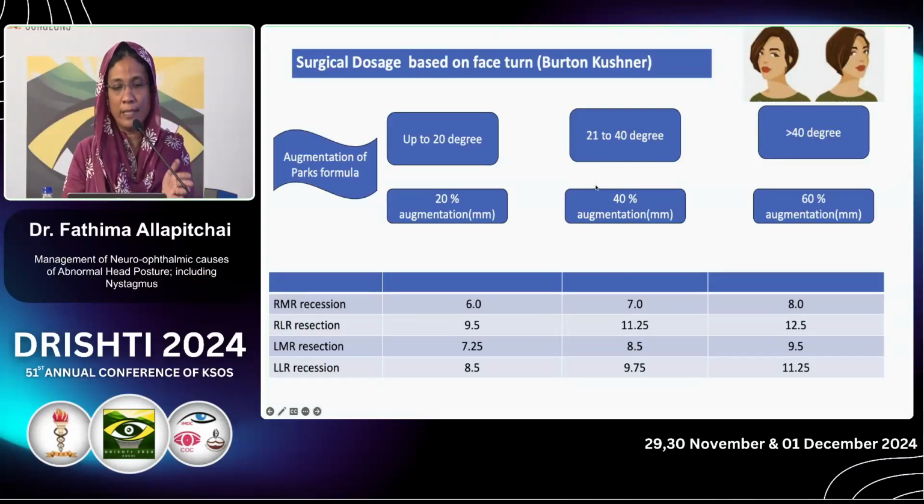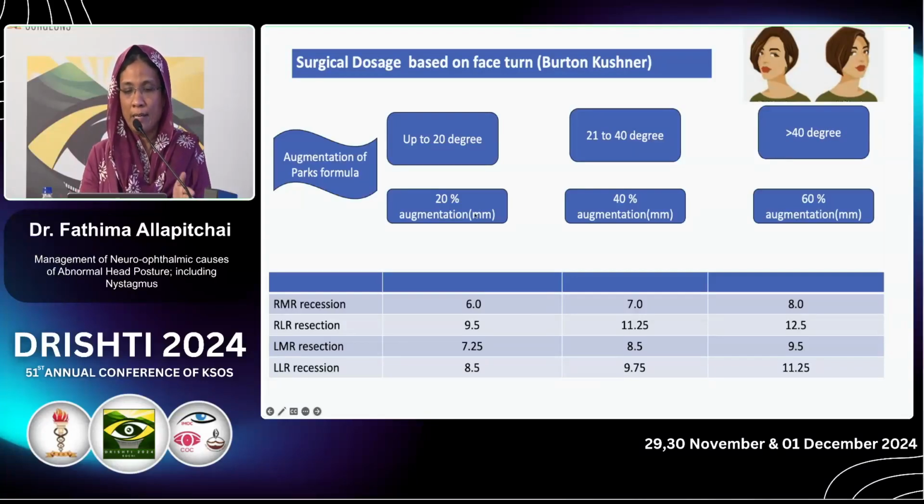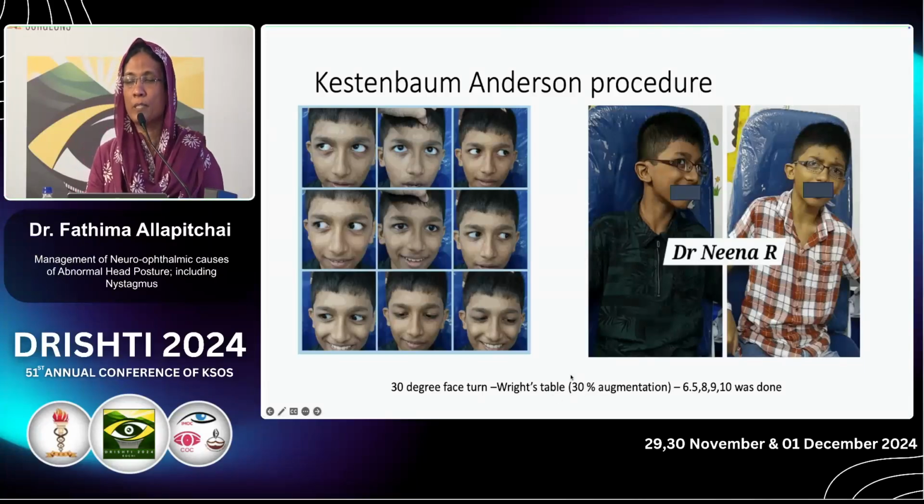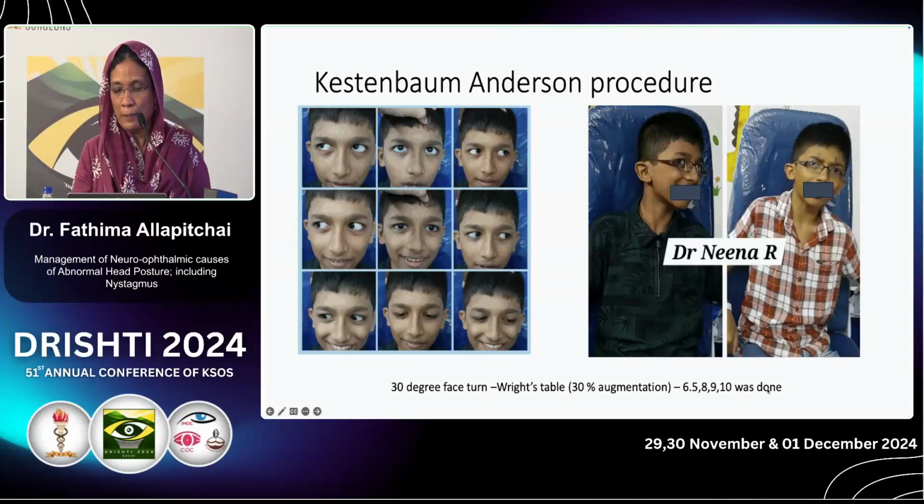For more than that, everybody thought the Parks recommendation is not sufficient. So augmentation came into role: 20% for 20 degrees, 40% augmentation for 21 to 40 degrees, and 60% augmentation for more than 40 degrees. This is from Burton and Kushner. Thanks Dr. Neena for sharing this. Here she had operated for a 30-degree face turn, going with 30% augmentation of classic Parks values. So 6.5, 8, 9 and 10 was done in both eyes, and the face turn was corrected.